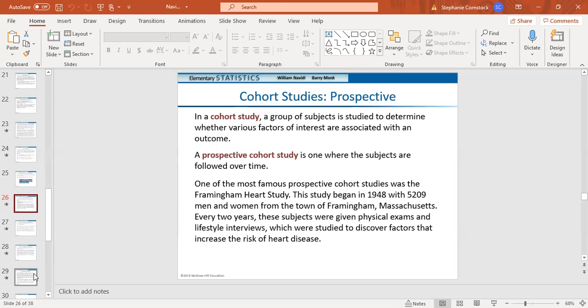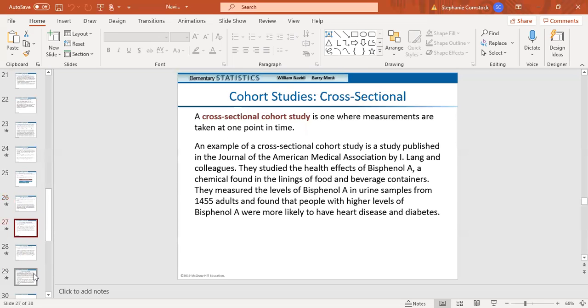Okay, so they are tracking these people long-term, and they're also looking at offspring and later generations of it to see if there is any sort of generational stuff or hereditary stuff that may also be contributing to this. Okay. Cross-sectional study is one time frame. So it's basically like a snapshot of what's going on.